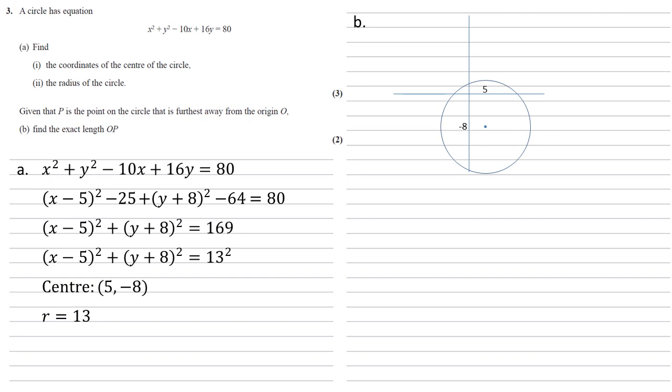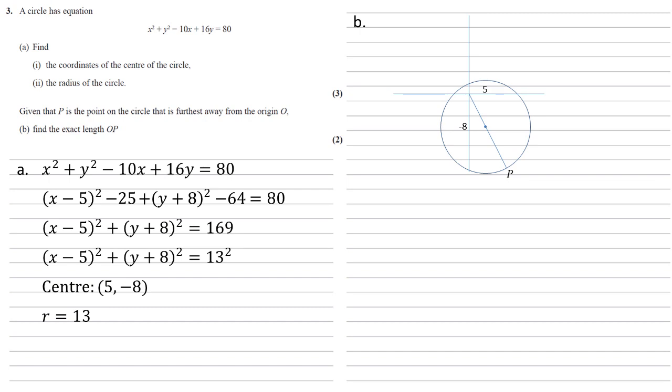The first thing to do is to think about where P is going to be. Now, just from using our knowledge of circles, from a bit of inspection and common sense, we can tell that the point furthest away is going to be this point here. So the diameter of the circle that goes through the origin, comes through the centre of the circle, out to the other side, P is going to be that point there.